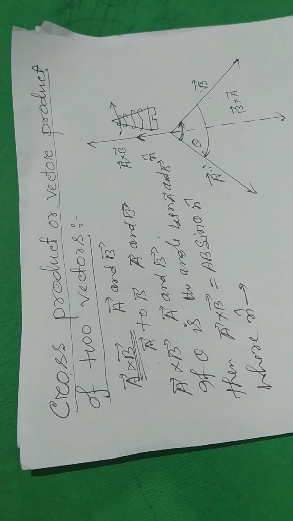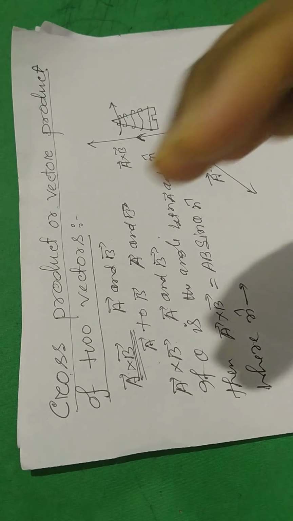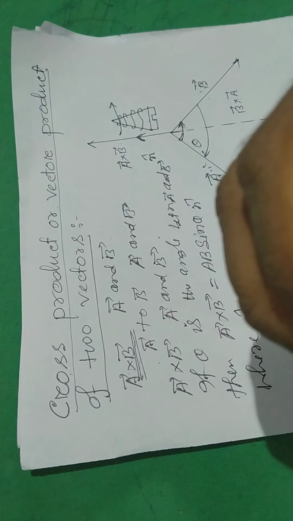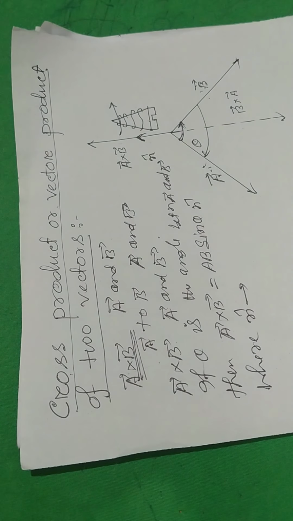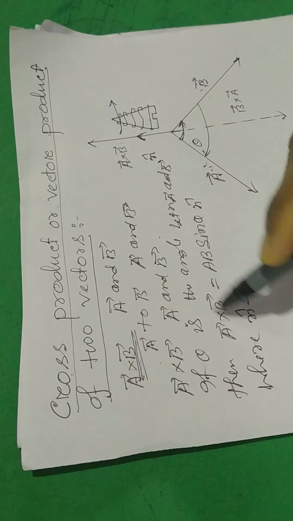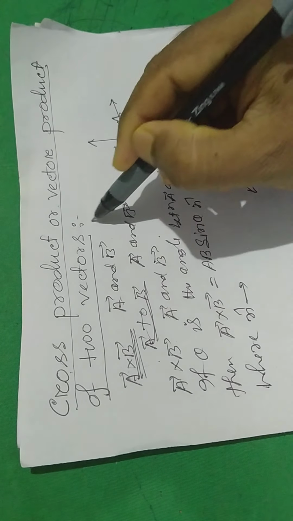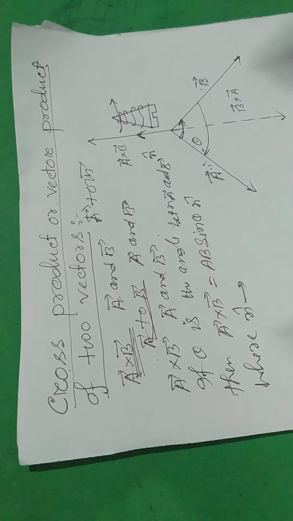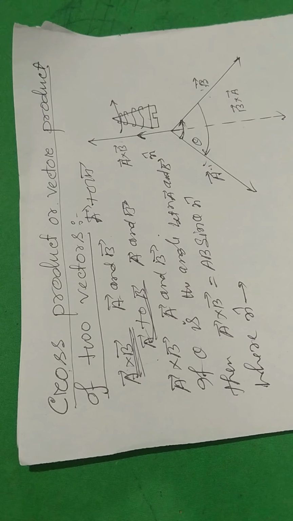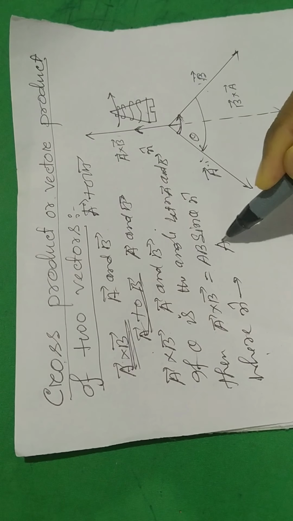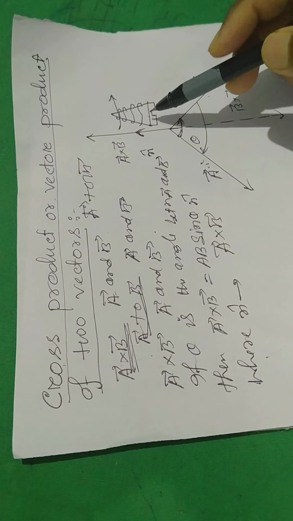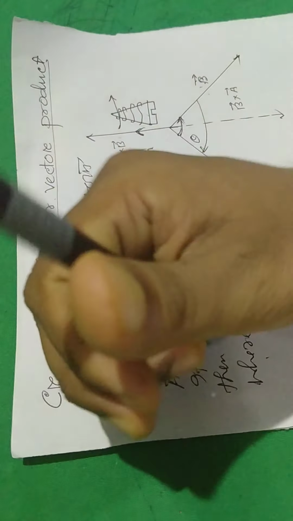if you take the right-hand thumb rule, curl the fingers of the right hand in such a way that they point in the direction of rotation from vector A to B through the small angle between them, then the thumb points in the direction of vector A cross B. So it's just like this, the thumb rule.